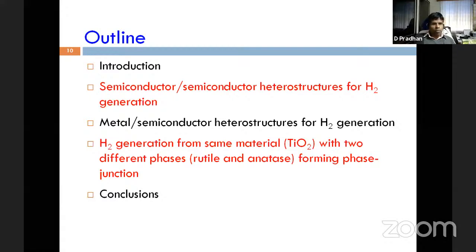Or the work from a couple of papers that have been published recently. I will give 3 examples: semiconductor heterostructures, a metal-semiconductor heterostructure, and another for the same material, TiO2, but with 2 different phases forming heterostructures. So these are the 3 different materials on which I will present.